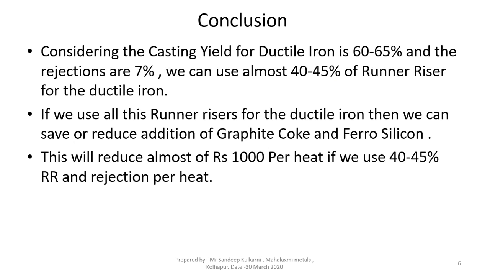If you are not using this 40 to 45% of riser and rejection per heat, we are piling up the inventory of the riser and rejection, and simultaneously we are also increasing our cost by around 1,000 rupees per heat, which is a huge amount at the end of the day and at the end of the month as well.